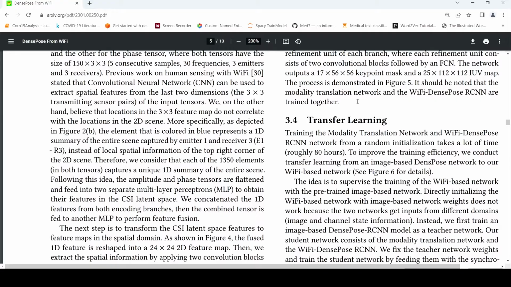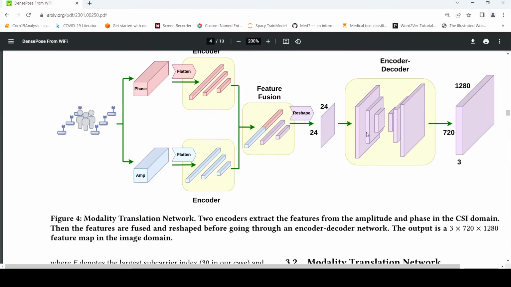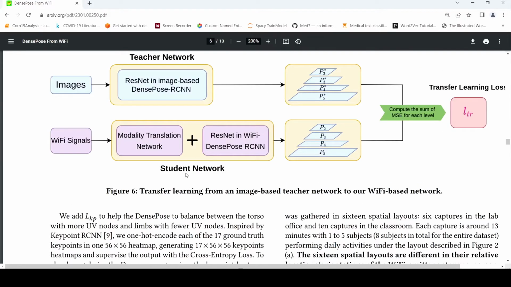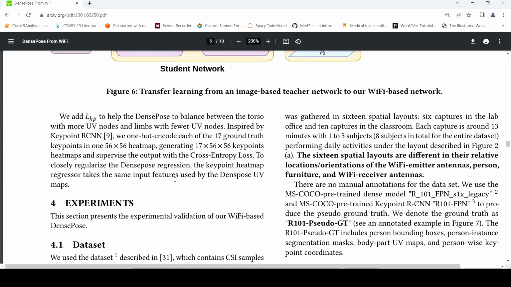So basically the modality translation network and the Wi-Fi DensePose RCNN are trained together. It's an end-to-end training where they train this modality translation network as well as this Wi-Fi DensePose RCNN. They also make use of a teacher-student kind of network to translate from an image-based teacher network to a Wi-Fi-based network. So you also have images of the scenes which are fed to a ResNet image DensePose RCNN. You also have the student network which is from the Wi-Fi signal. In this way they are using transfer learning losses to improve the Wi-Fi signals, transfer learning from an image-based teacher network to a Wi-Fi-based student network. So in this way, they are able to do dense pose human estimation from Wi-Fi signals.